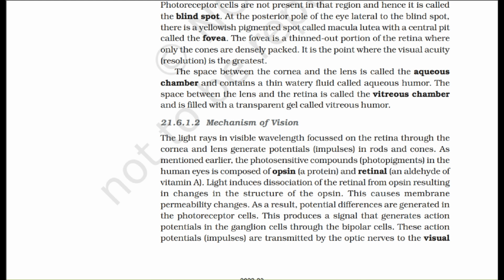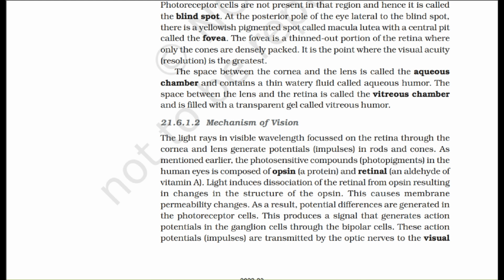Mechanism of vision. The light rays in visible wavelength, focused on the retina through the cornea and lens, generate potentials (impulses) in rods and cones. As mentioned earlier, the photosensitive compounds (photopigments) in the human eyes are composed of opsin, a protein, and retinal, an aldehyde of vitamin A. Light induces dissociation of the retinal from opsin, resulting in changes in the structure of the opsin. This causes membrane permeability changes.